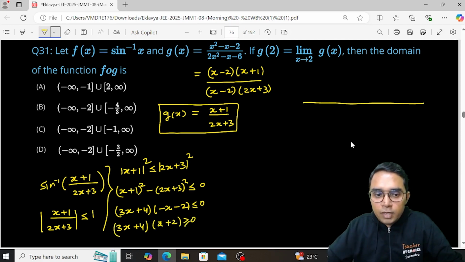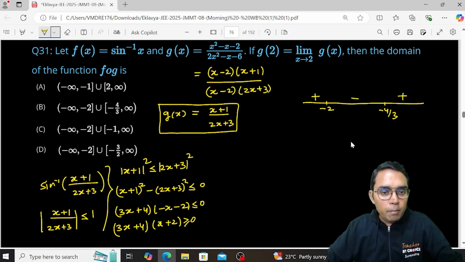So simple wavy curve method is now to be applied, this is minus 2 and this is minus 4 upon 3. So positive, negative and positive. So greater than or equal to 0 means it should be minus infinity to minus 2 union minus 4 by 3 to infinity. At minus 4 by 3 and minus 2, both will be included. So answer for this question is B.